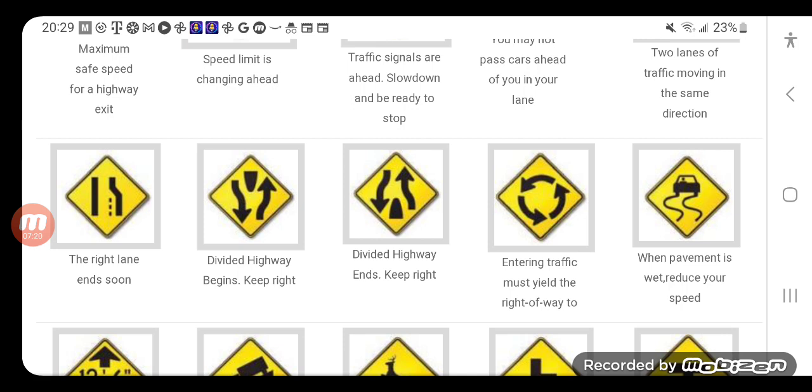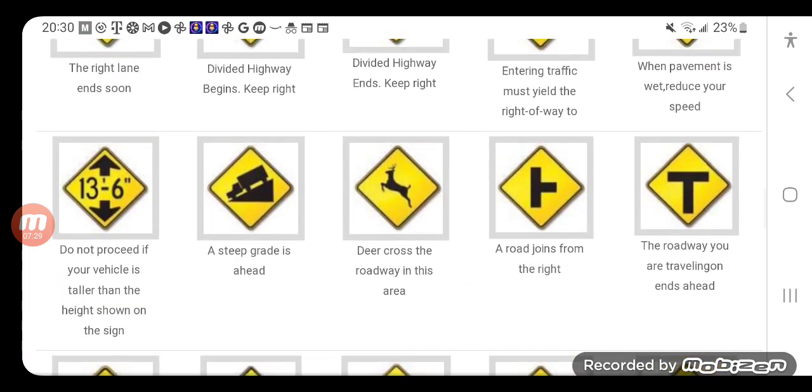This sign here you'll see when the pavement is wet, you have to reduce your speed because it's going to be very slippery. These signs here where it says dimensions, that means you're approaching a bridge that's 13 feet by 6 inches. That means if you're carrying a load that's 14 feet, you will not fit underneath an underpass or a bridge.